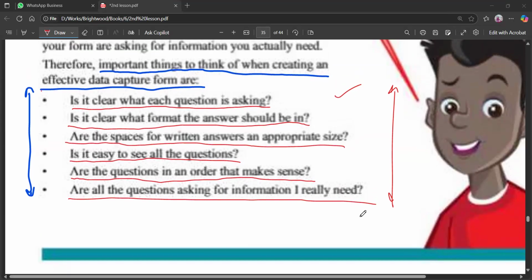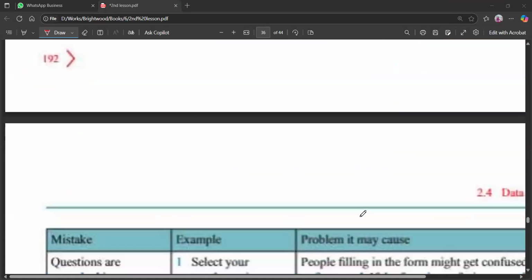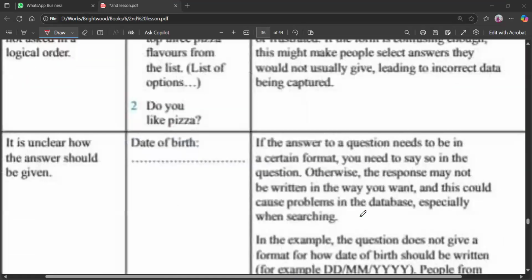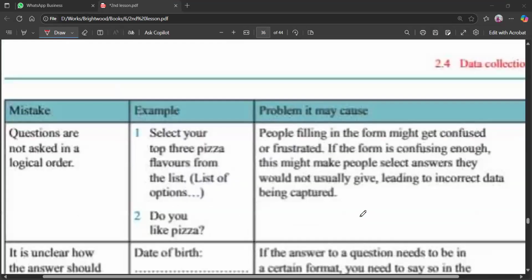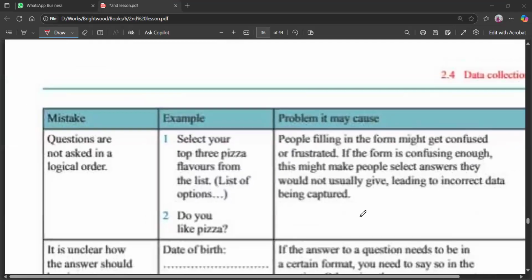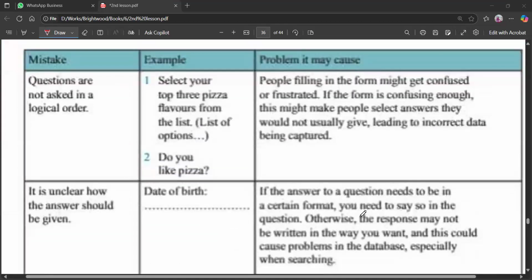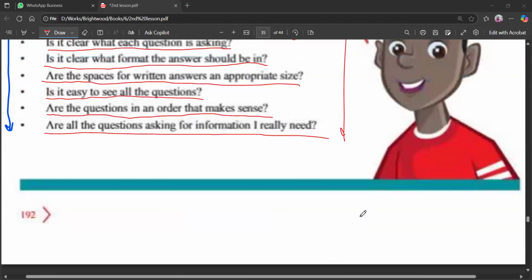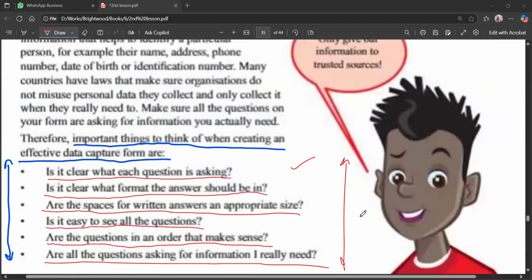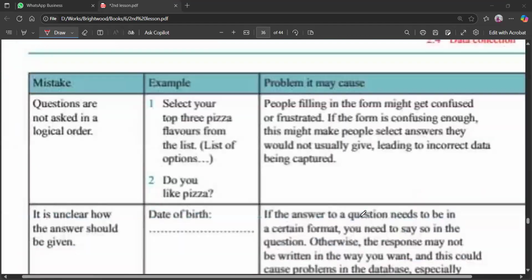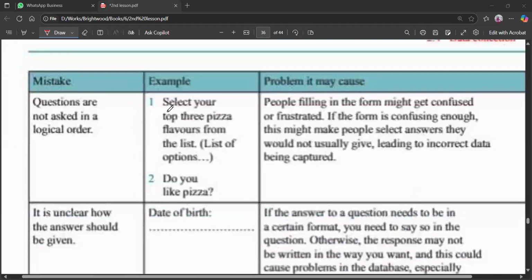Important things when you're creating an effective data capture. In data capture, there can be some mistakes that questioners should watch for. I think you have finished this one? Yes. In a questionnaire, they can ask things that are not needed, so no need to write those. The questionnaire may not ask in a logical order.